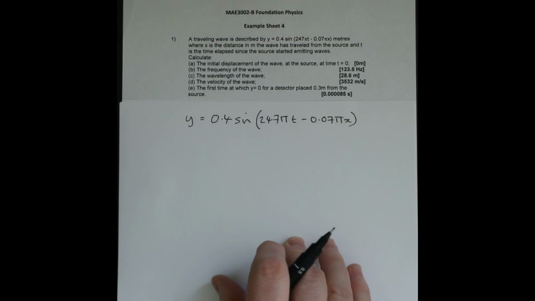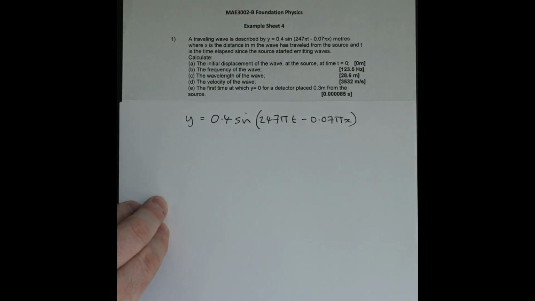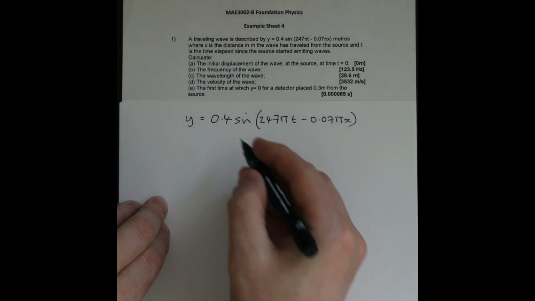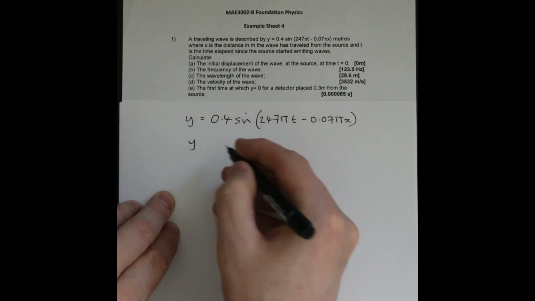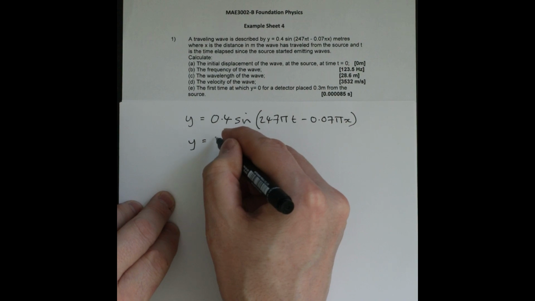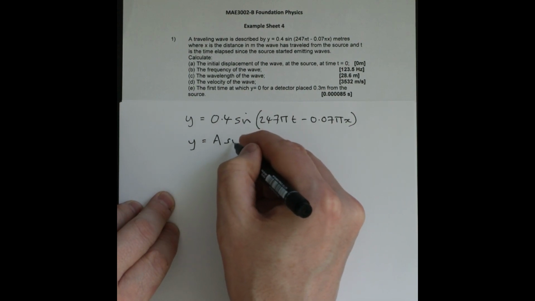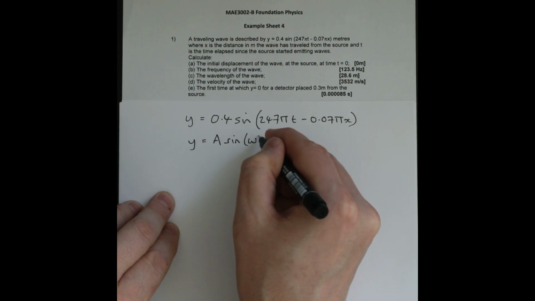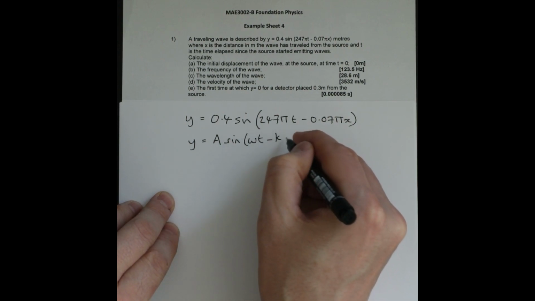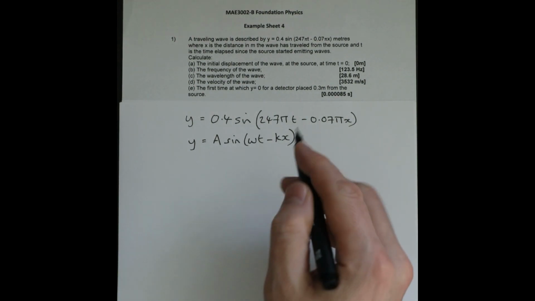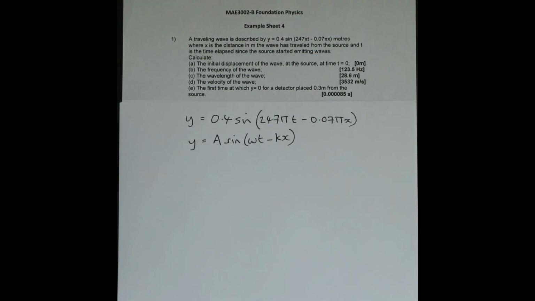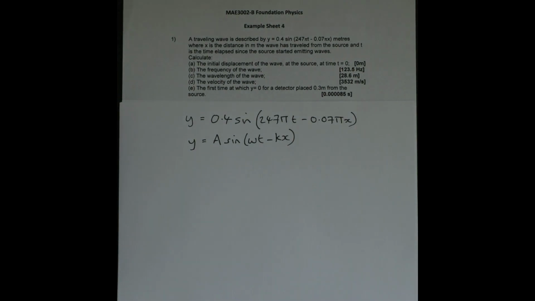So if we're given an equation like this, the first thing to do is identify some of the key constants of the equation. Because from the class we know that the standard form of a travelling wave equation is y equals A sine brackets omega t minus kx, where omega is the angular frequency and k is what we call the wave number of the wave, which basically tells us how long each waveform is in the wave equation.